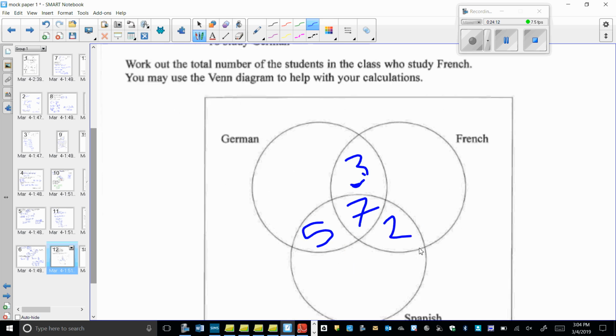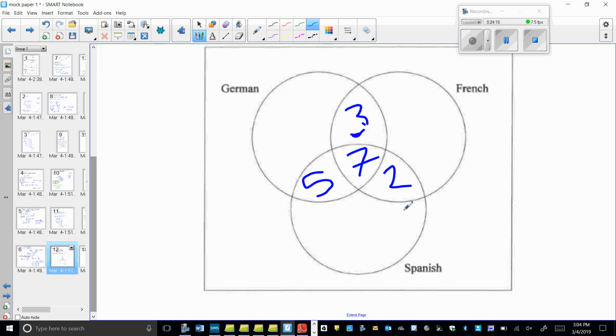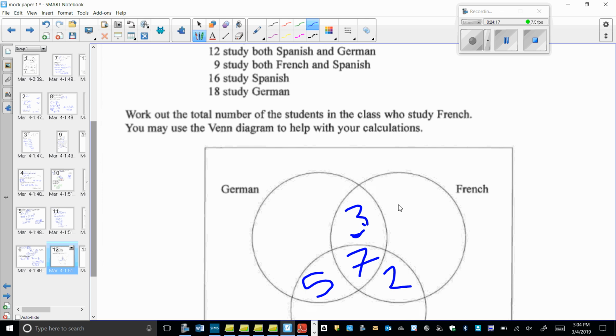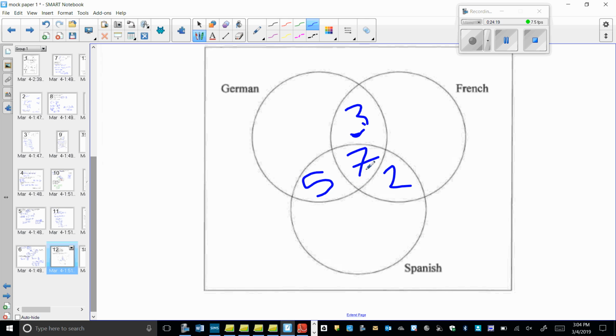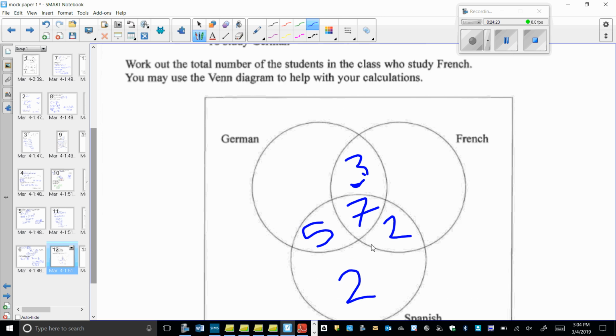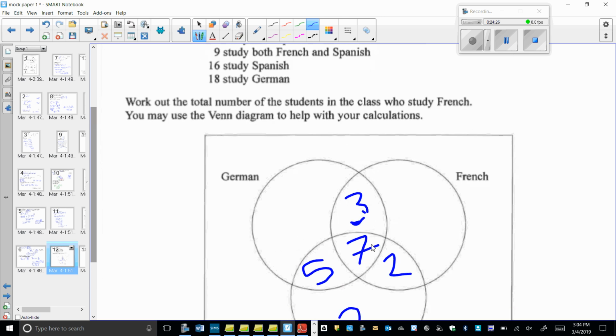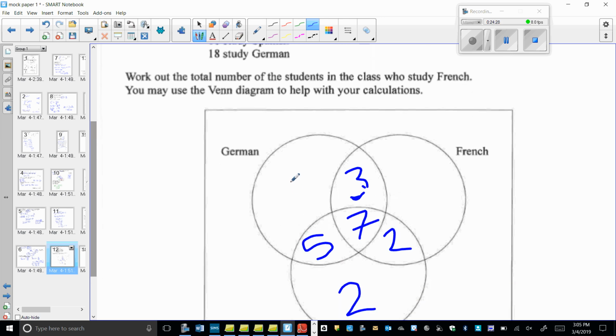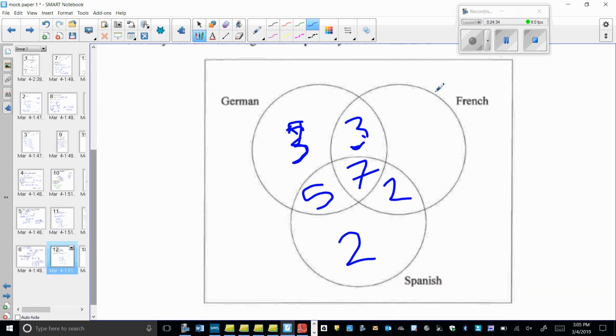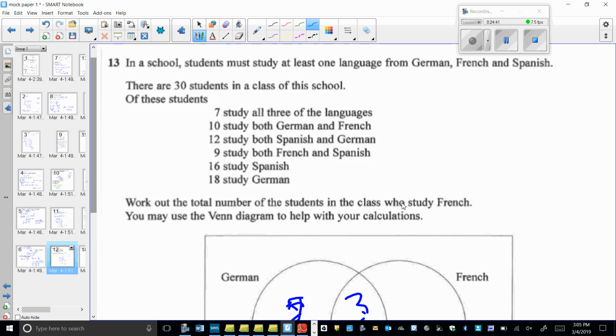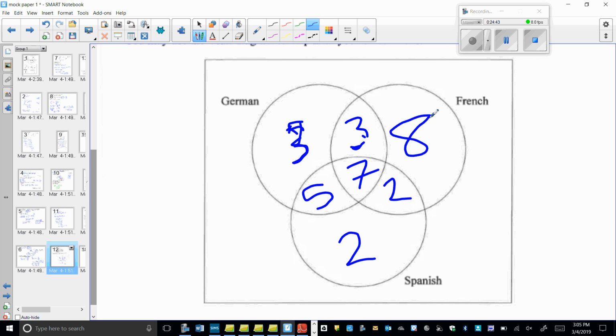16 study Spanish. Now, so that means that this whole circle adds up to 16. So we've got 5, 9, 14, so that means that's 2 out there. And 18 study German, so it's 10, 15, 3 there. So then we can add up what we've got. So 10, 18, 22. That means that that's 8.